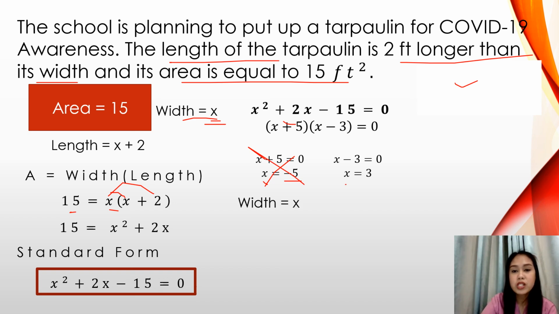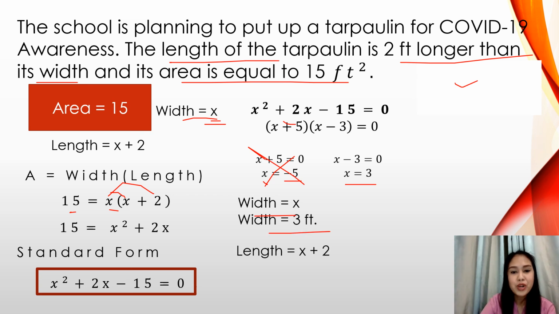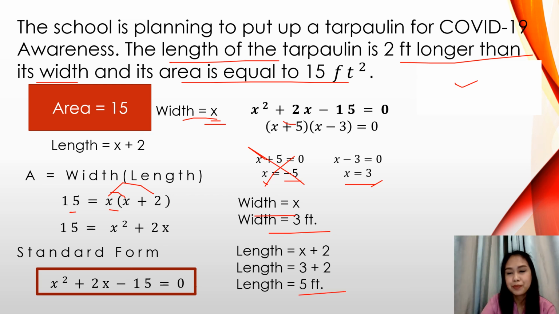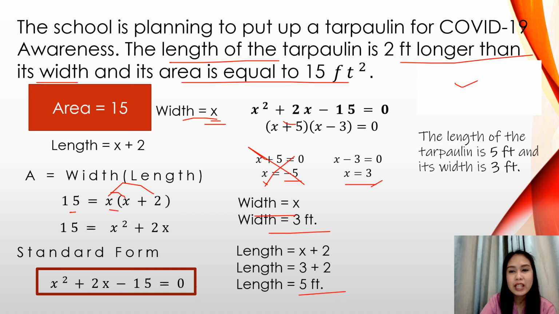So rather, we'll use x is equal to 3. So since width is equal to x and x is equal to 3, then the width is equal to 3 feet. And then the length is equal to x plus 2. Substitute the value of x as 3, so that will be 3 plus 2. Therefore, we know that the length is equal to 5 feet. Now we can answer the problem: the length of the tarpaulin is 5 feet, as we have computed here, and the width is equal to 3 feet as the value of x.